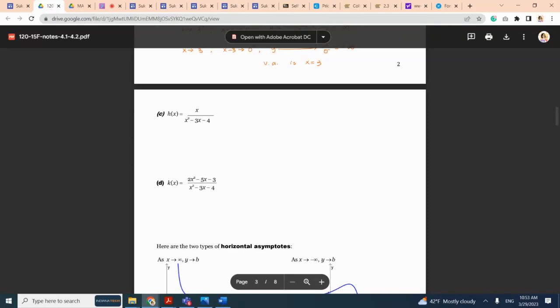Okay. Yeah. So will it ever say just from one side? It won't. It'll always just say both sides.